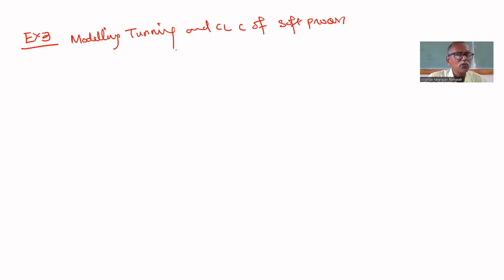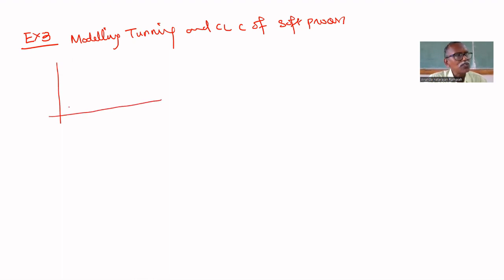Modeling, tuning, and closed loop control of soft process. It means a simulation experiment that you have to do in MATLAB. Here, if the order of the process increases, you will get more dead time.